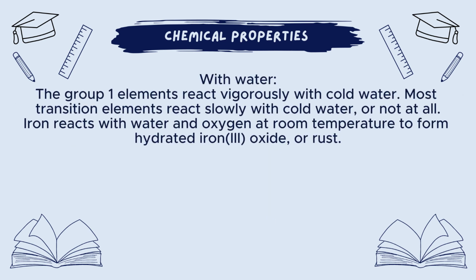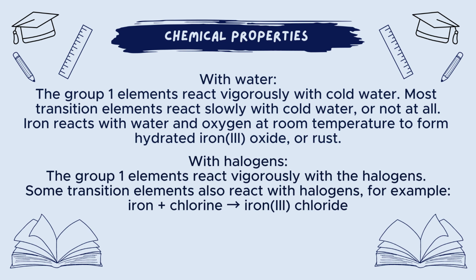With water, the Group 1 elements react vigorously with cold water. Most transition elements react slowly with cold water or not at all. Iron reacts with water and oxygen at room temperature to form hydrated iron oxide or rust. With halogens, the Group 1 elements react vigorously with the halogens. Some transition elements also react with halogens. For example, iron and chlorine gives you iron 3 chloride.